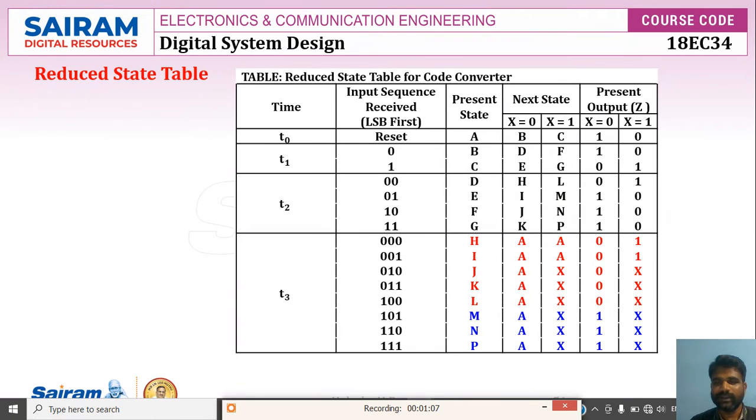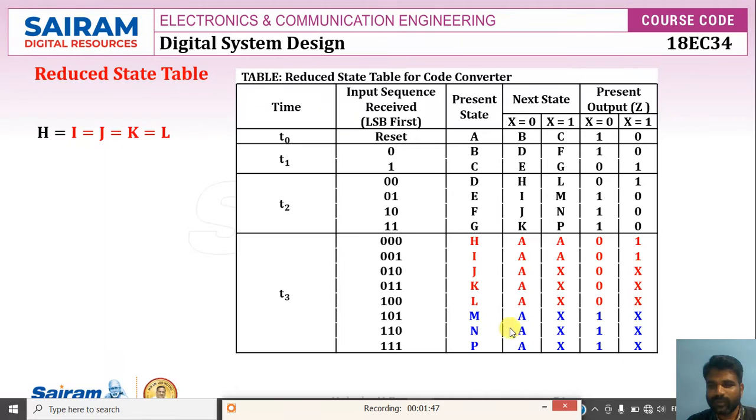In this table, which I have highlighted in red color, for present state H, next state is A, output is 0, 1. Again for present state I, next state is A, output is 0, 1. And here for present state J, next state is A, and here don't care means it can be A, and 0, and don't care, again it can be 1. So H, I, J, K, L have the same next state. So we should say H is equivalent to I, that is equivalent to J, that is equivalent to K, and that is equivalent to L.